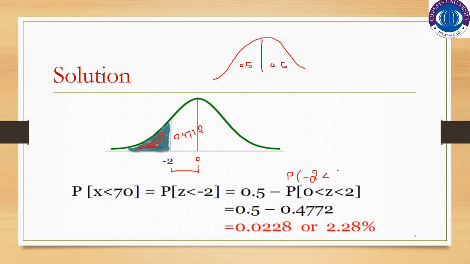less than z less than 0, which is 0.4772. So 0.5 minus 0.4772 will be equal to 0.0228, or you can say 2.28%. So this is the probability x less than 70, that the student selected at random will score less than 70.